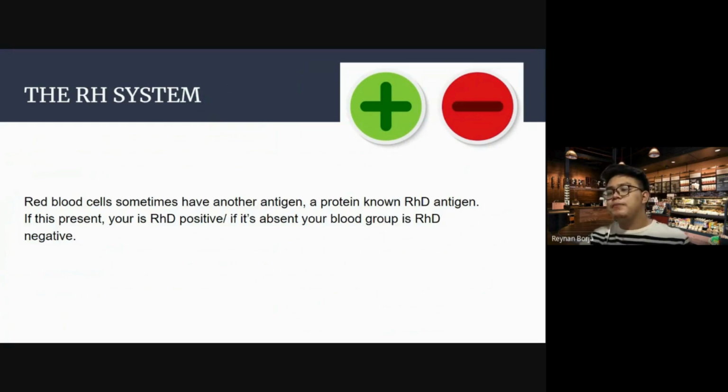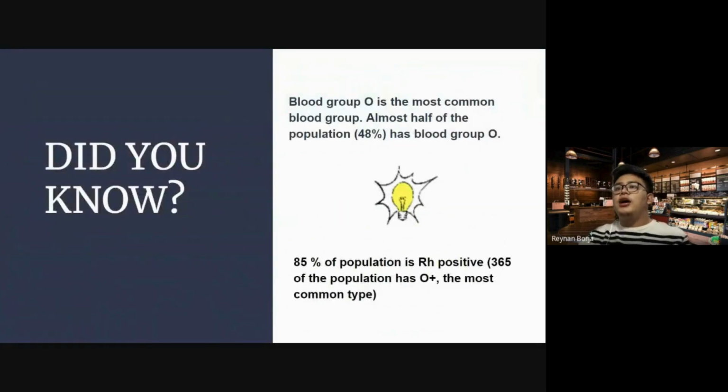Okay? Next. Just a trivia lang. Did you know that blood group O is the most common blood group? Almost half of the population, about 48%, has blood group O. Later. 85% naman of population is Rh positive. 36% of population has O positive, the most common type. Okay? So please don't forget about this.